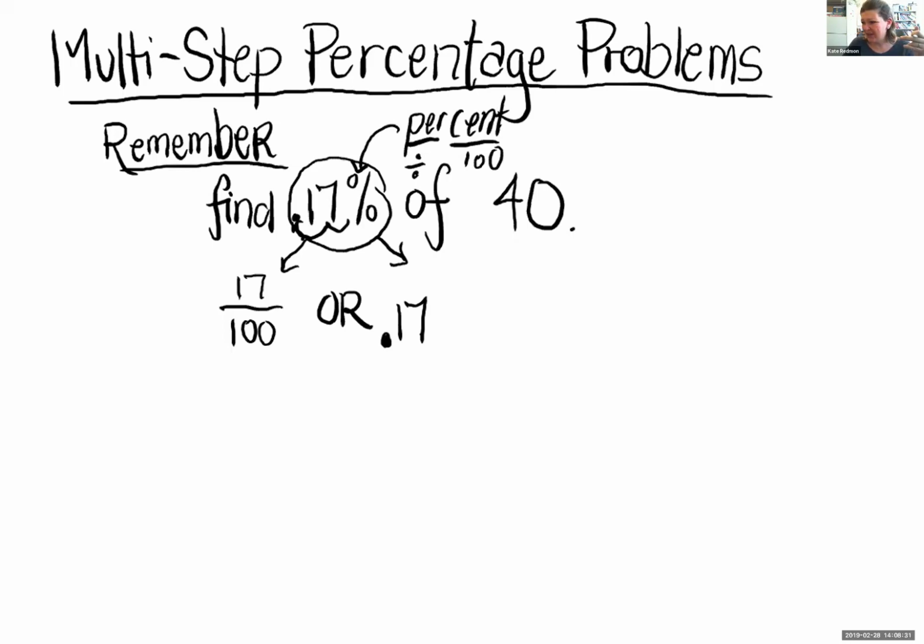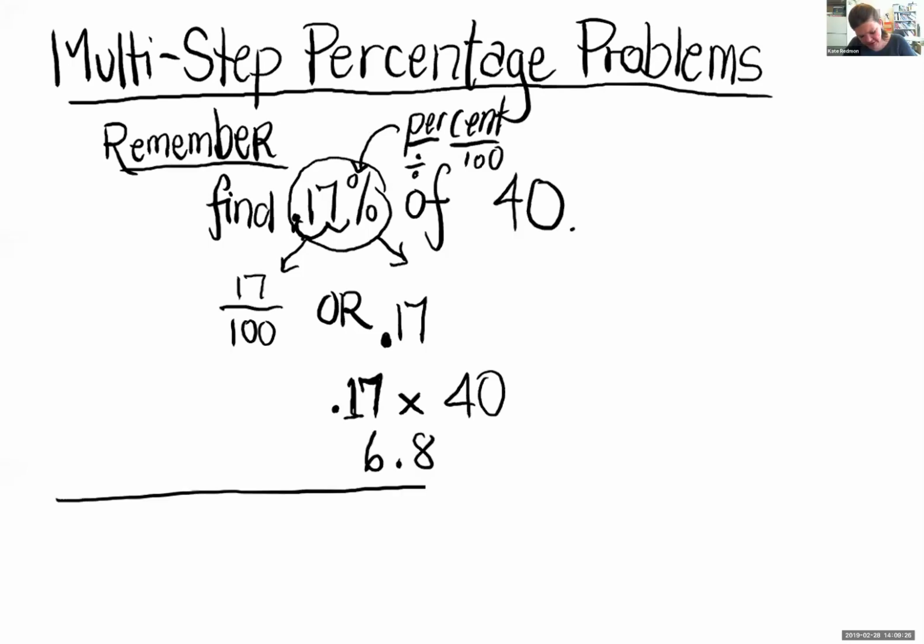Now, because I have a calculator, it's easier to use decimals. I'm going to do 0.17. Now, we said of literally means multiply. And students forget that because they forget that multiplication can make things smaller or bigger. But of does mean multiply. So I'm going to multiply 0.17 by 40. And that is one way of doing 17% of 40. I could type that into my calculator, my TI, 0.17 times 40, and I would get 6.8.